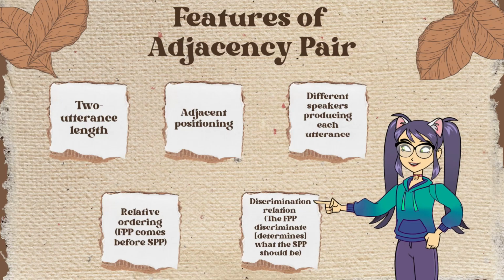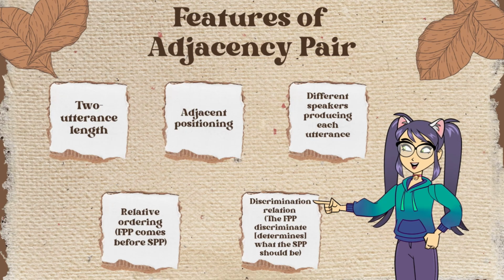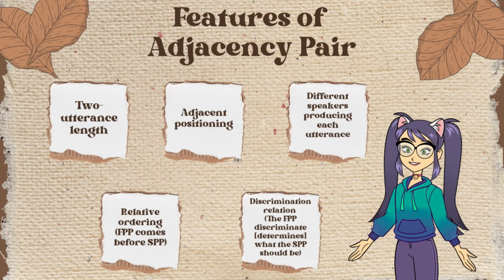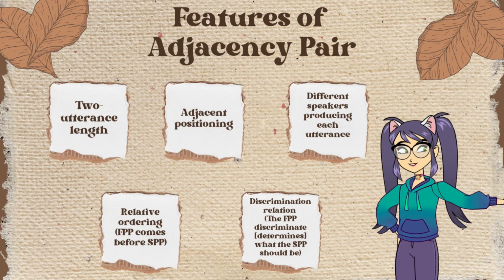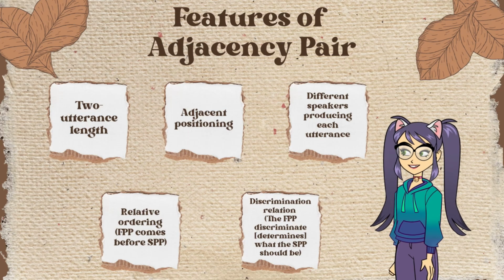There are 5 key features of adjacency pairs. 1. Two utterance length. Adjacency pairs must have 2 parts, the FPP and the SPP. So if there's only one utterance, it's not a pair, right? The structure is incomplete without the second part. 2. Adjacent positioning. The FPP and SPP usually appear right next to each other. For example, A. Excuse me. B. Yes. If the response comes too late or after another topic, it breaks the pair's natural flow.